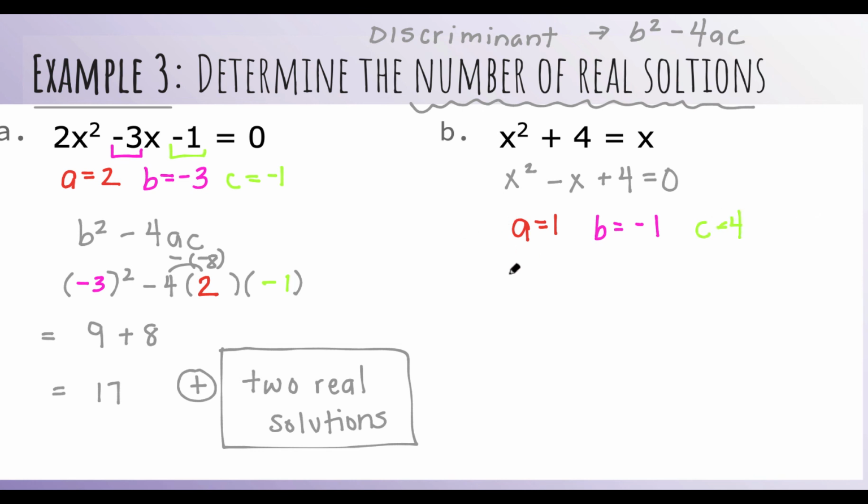Using our formula for discriminant, we see negative 1 squared minus 4 times our a value, which is 1, times c, which is 4. Simplifying, we have 1, and 4 times 1 is 4. 4 times 4 is 16, so we're subtracting 16. So we can see that our discriminant ends up becoming negative 15. So since our discriminant is a negative number, we can see that there are no real solutions.